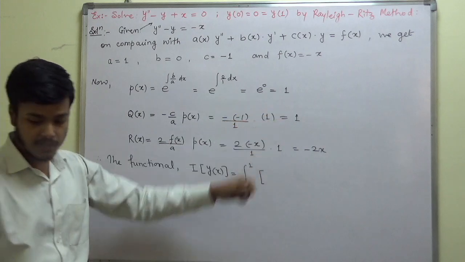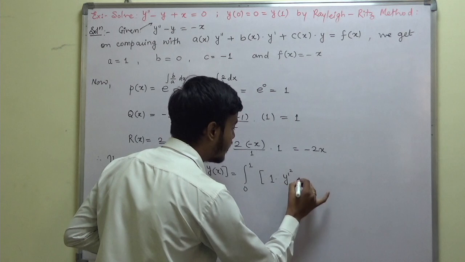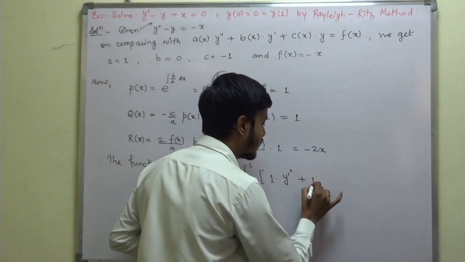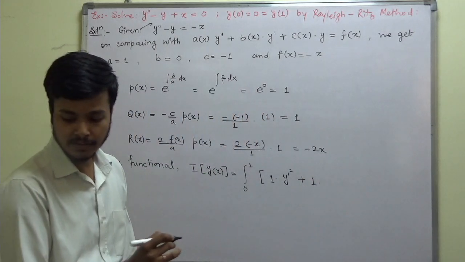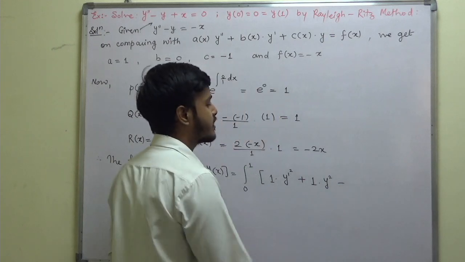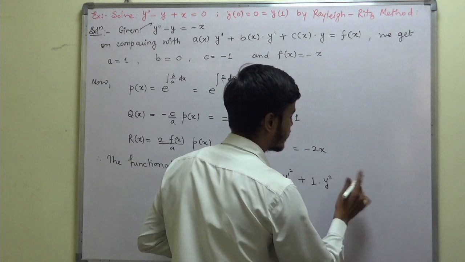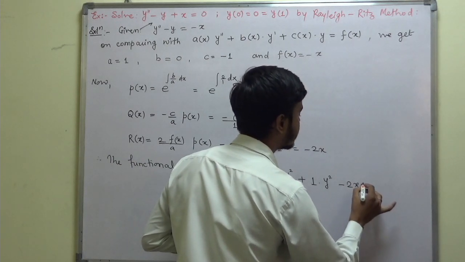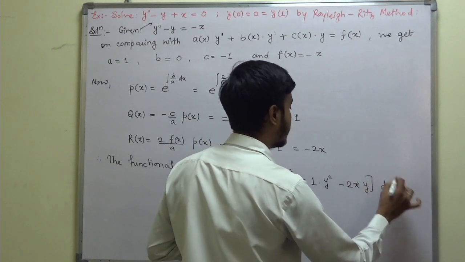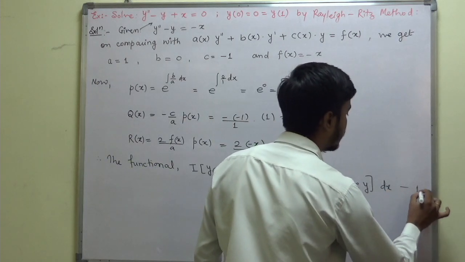P of x is 1, so this would be just 1 into y dash square plus q of x, 1, into y square, plus r of x. What is r of x? Minus 2x. R of x into y, so minus 2x into y dx. Now I have got the functional, and say this is to be my equation number 1.